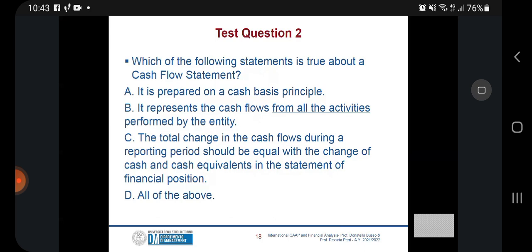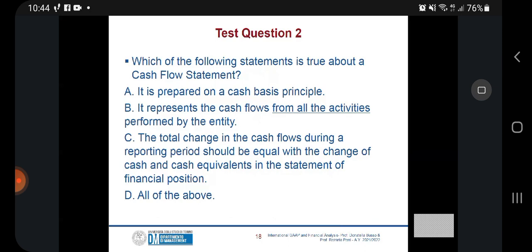Okay? Could it be all the statements? Let's take them one by one. It is prepared on a cash basis principle. Is that true? Yes. We prepare this statement on a cash basis principle. Does it represent the cash flows from all the activities performed by the entity? Yes, again, because it is including the operating, the investing, and financing activities.